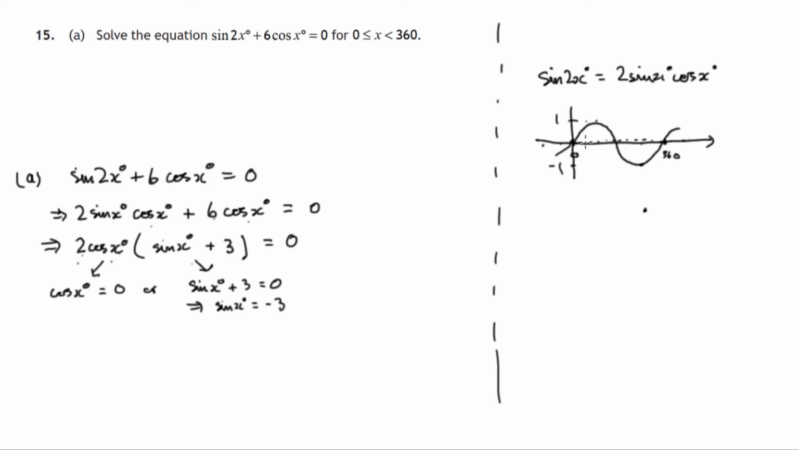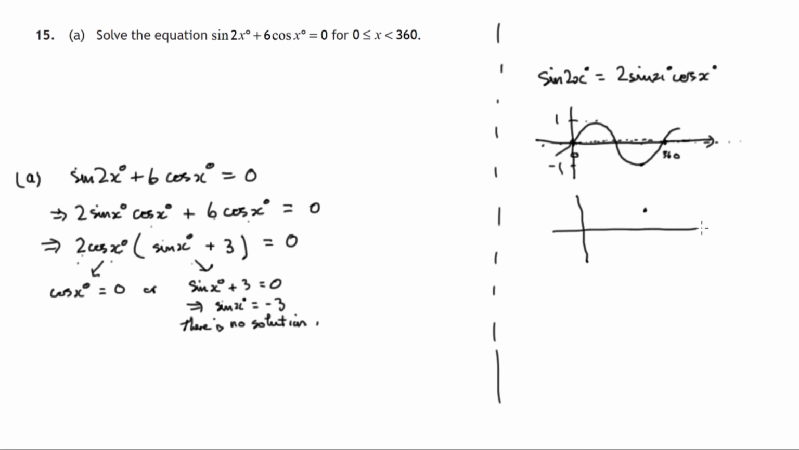Well, we'd spend a long time hunting for such an angle. There is no such angle. The sine never goes below -1. Sine of 270 degrees is -1. It never goes below that. So hunting for an angle whose sine is -3 is a futile exercise. There is no solution, and it's important you rule that out. There is no solution for this equation. So we're left with cos x equals 0.